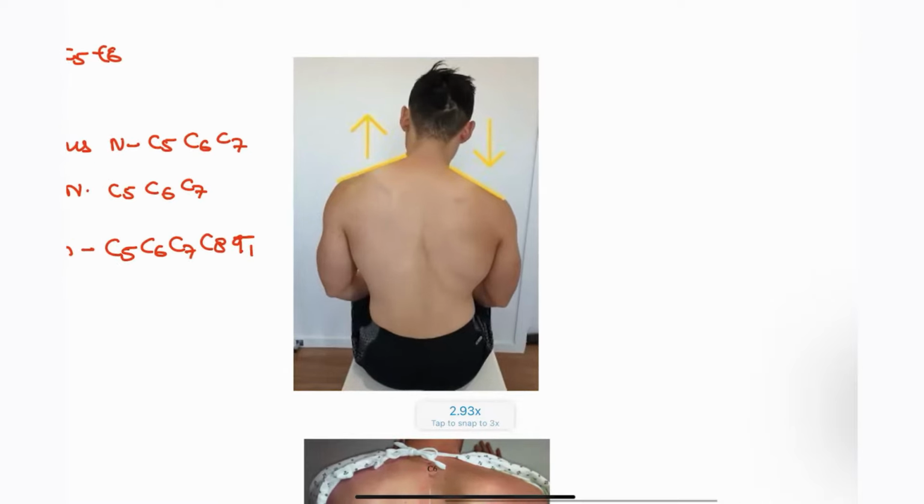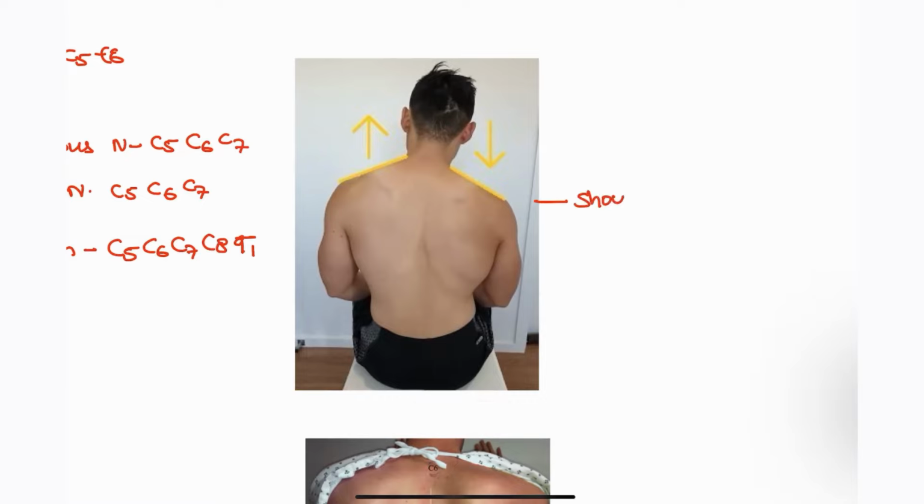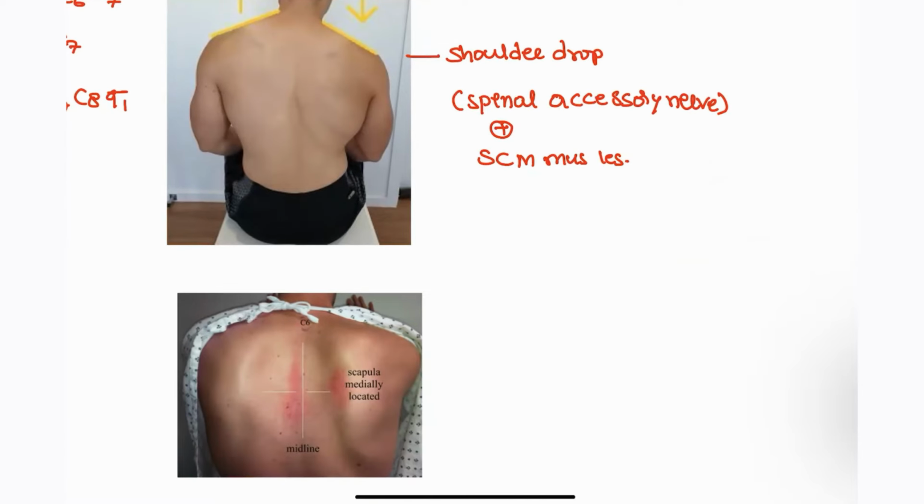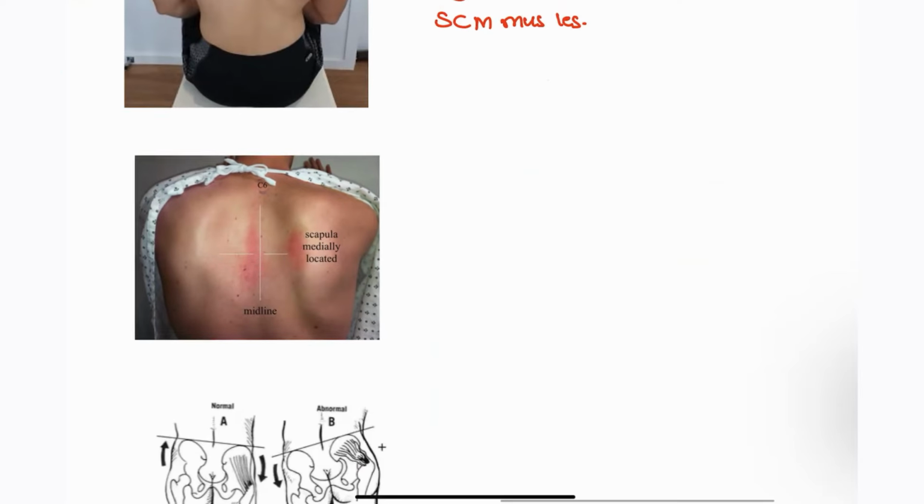Next, moving on to the scapular conditions. So, this is a condition of shoulder drop. Shoulder drop is seen due to which nerve palsy? Shoulder drop is usually seen in patients suffering from spinal accessory nerve damage. Okay, spinal accessory nerve damage. If there is a nerve palsy of the spinal accessory, the shoulder drop and trapezius will be involved, and at the same time, the sternocleidomastoid muscle is also involved.